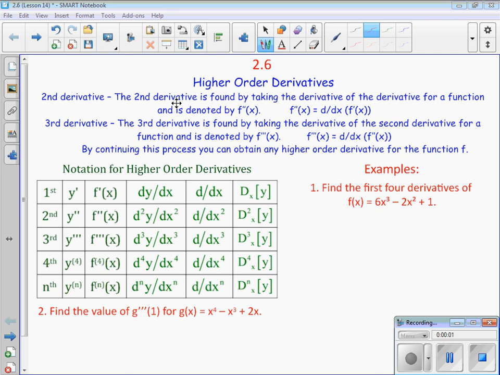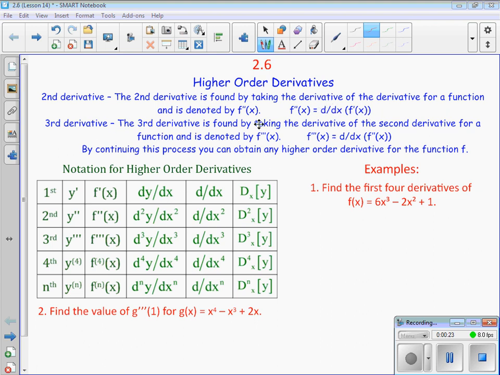Okay, so higher order derivatives is just taking more than one derivative. So you take your derivative, that's just the first derivative. If you need a second derivative, it's just taking the derivative of the first derivative, and it's denoted by f double prime of x, or it can be written as d dx, the derivative of f prime of x.